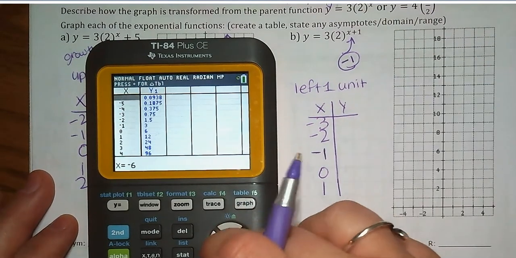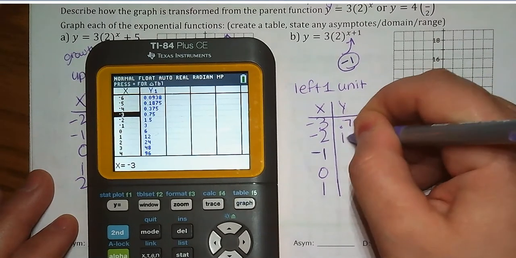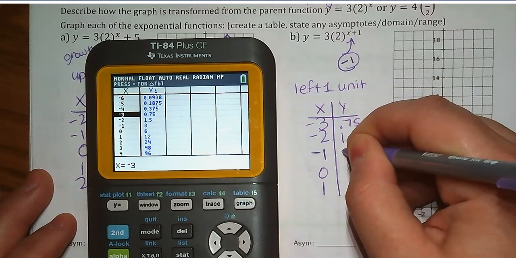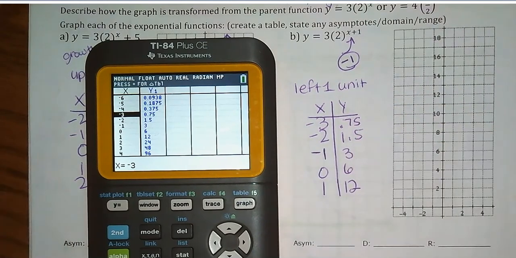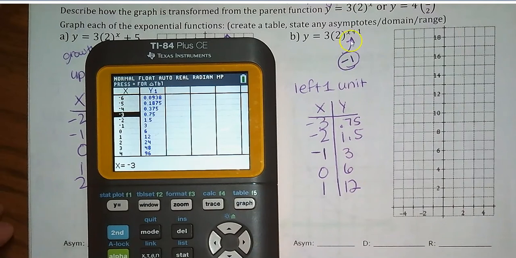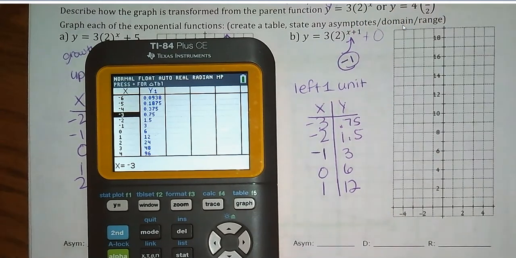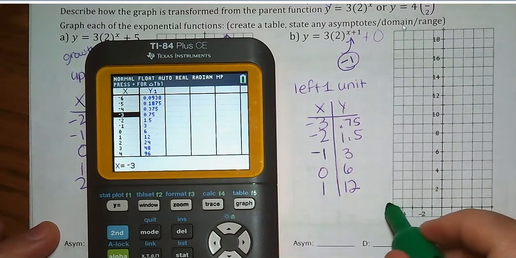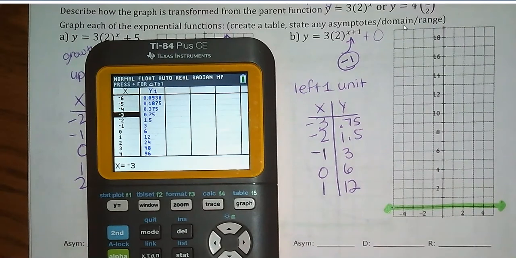And you can scroll this up and down. So -3, we got 0.75, 1.5, 3, 6, and 12. And I'm going to pause and graph. Actually, before I pause and graph, I don't have anything added or subtracted. So my asymptote here, this would be like a +0 on the outside if you want to think of it that way. So your asymptote is going to be the x-axis like it was for the questions on the front. So it's going to be the y equals 0. Now I'm going to pause and graph.